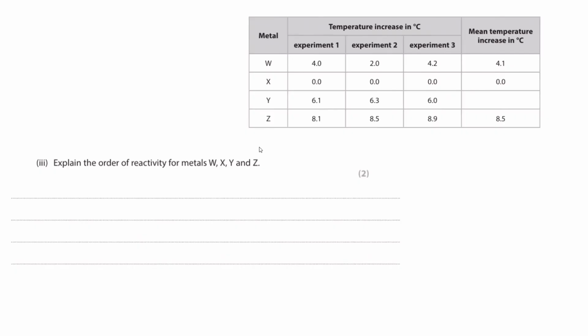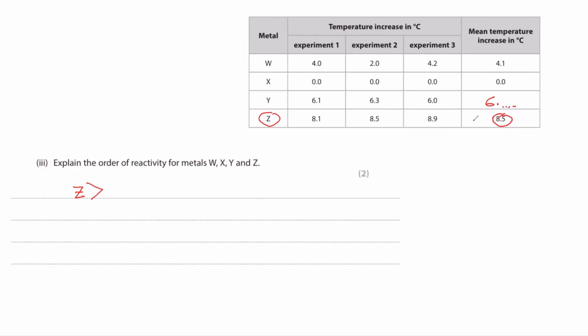Explain the order of reactivity for metals W, X, Y, and Z. We know that if the metal is more reactive, it would have a higher temperature rise. So I think here we got the averages. I can't remember the exact values. Something like 6 point something. So we can see that the higher the reactivity, the higher the temperature rise. So we can see that Z shows the highest temperature rise. So that means Z is the most reactive one.